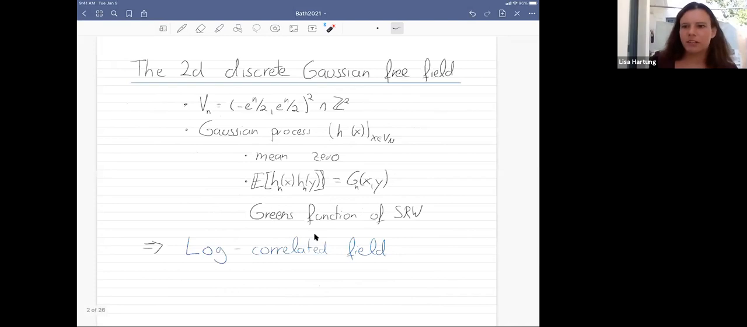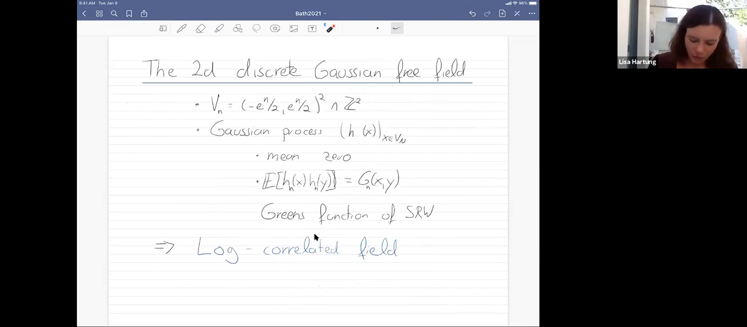So what is the two-dimensional discrete Gaussian free field? We think of it as a square box of a certain size intersected with Z2. For convenience, I'm going to scale the size of the box on an exponential scale, so it has size e to the n. The box has width length e to the n, and then we intersect it with Z2. For us, the discrete Gaussian free field is nothing else but a mean zero Gaussian process on this box, where the covariance function is exactly given by the Green's function of the simple random walk.